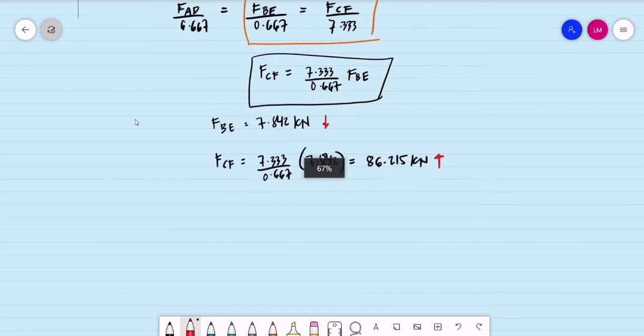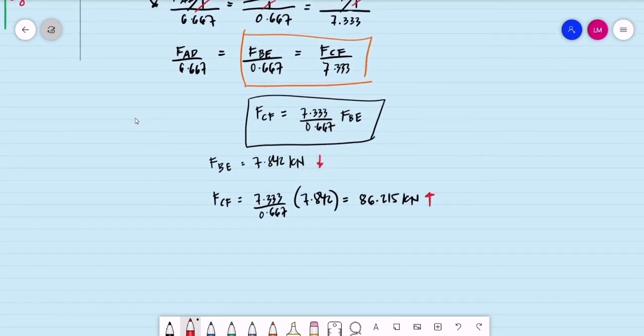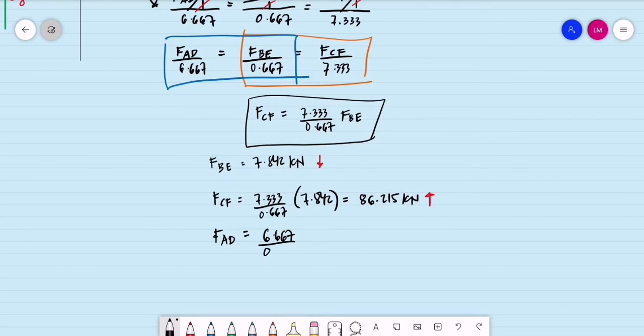Then we may use the relation between AD and BE. The axial force for column AD will be equal to 6.667 divided by 0.667 of the axial force for column BE. So we substitute: 6.667 divided by 0.667, multiplied by the axial force for BE, 7.842 kilonewtons.